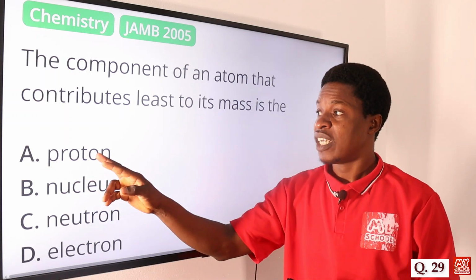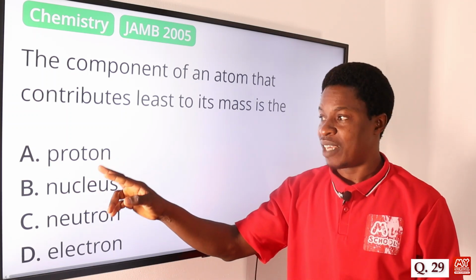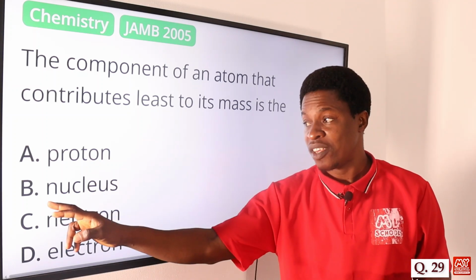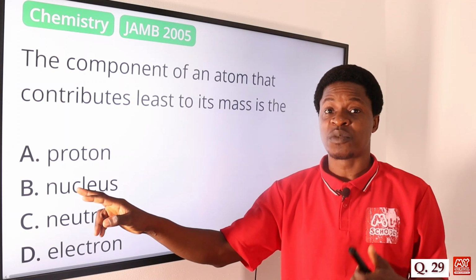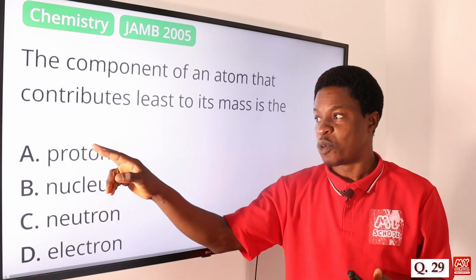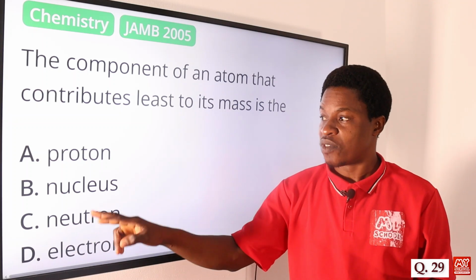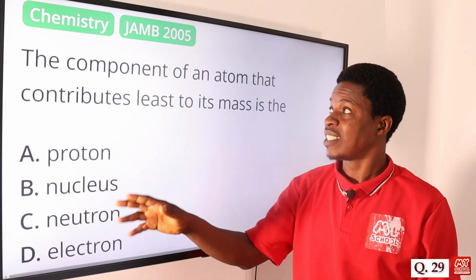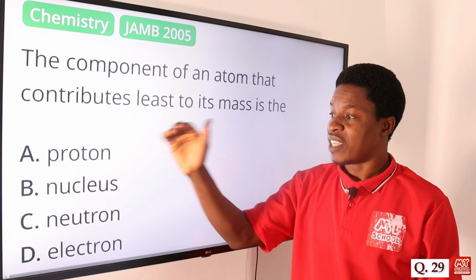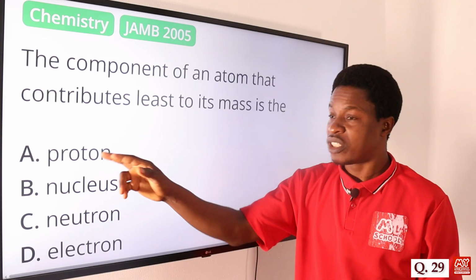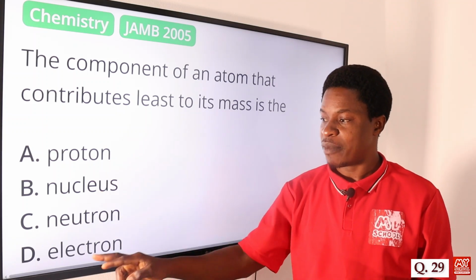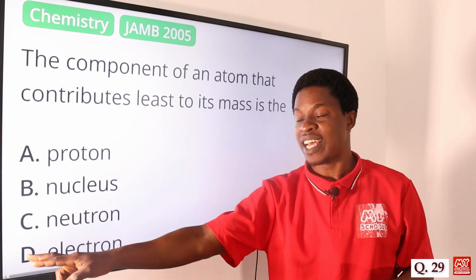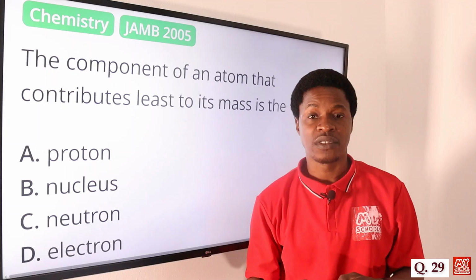Option A says proton. Proton is a major contributor, because proton is found in the nucleus. Like I explained, the nucleus is at the center of the atom. So this is what is responsible for the mass of the atom of an element, and proton is found in it. Option C says neutron. Neutron and proton are both found in the nucleus, so they determine the mass, the major component of the atom that contributes mostly to the mass of the atom of an element. And option D is electron, that is just revolving round. So the correct answer is option D, electron.